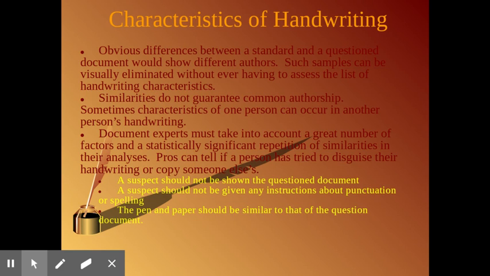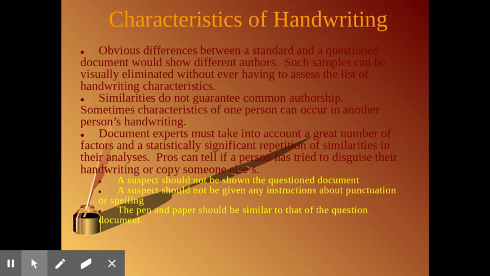Similarities do not guarantee common authorship. So just because they are the same doesn't mean that it was the same person. Some of us may have learned to write letters the same way and just naturally have similar characteristics. My mom looks at my handwriting and she says it looks like her father's handwriting. So somehow we have that in common.